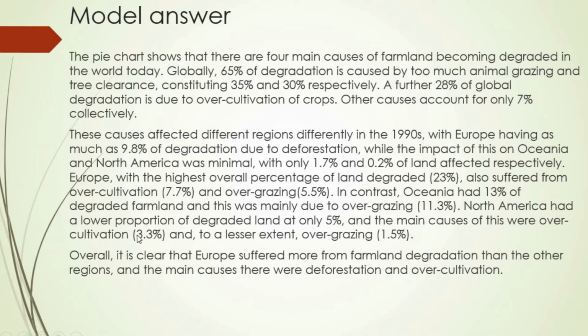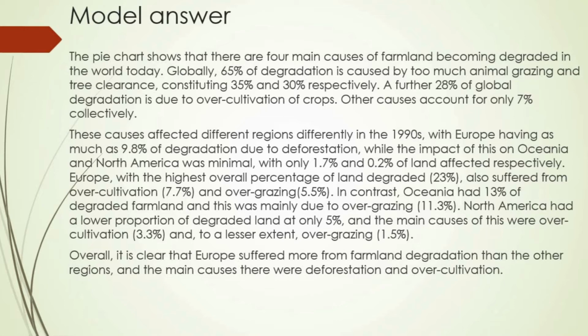North America had a lower proportion of degraded land at only 5%, and the main cause of this was overcultivation and, to a lesser extent, overgrazing. Now let's see the conclusion. Overall, it is clear that Europe suffered more from farmland degradation than the other regions, and the main causes there were deforestation and overcultivation. That's it.